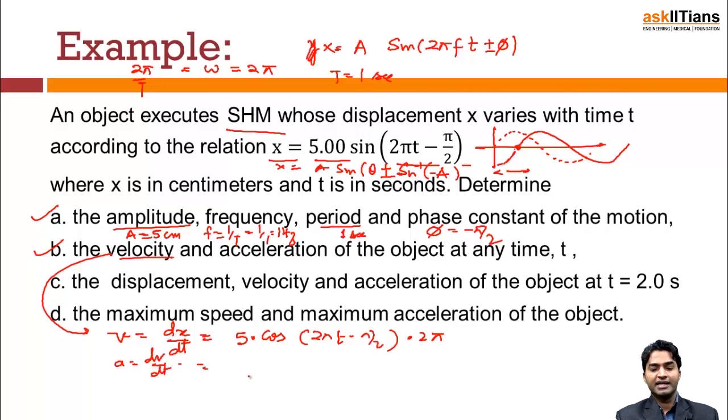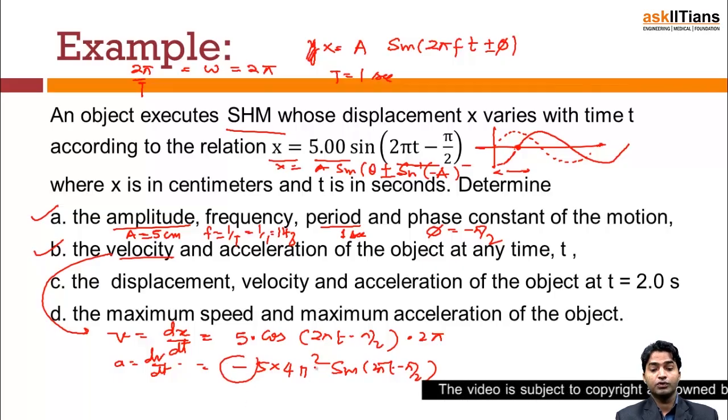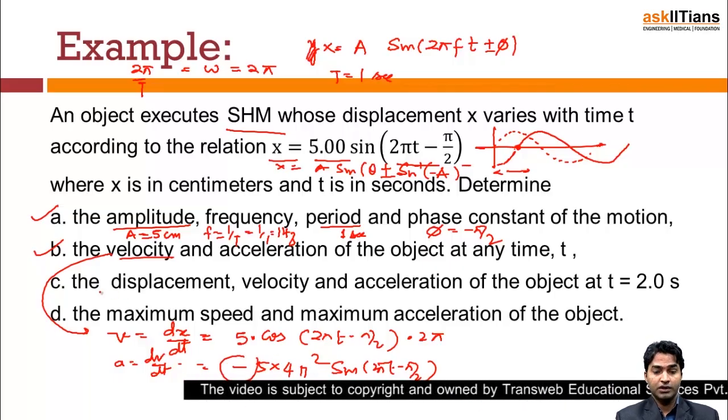In this way we will get minus of again 5 into 4 pi square into sine of (2 pi t minus pi by 2). We know that the phase of acceleration is always opposite to the displacement, but some constant is involved. That's why the negative sign: negative 5 into 4 pi square.